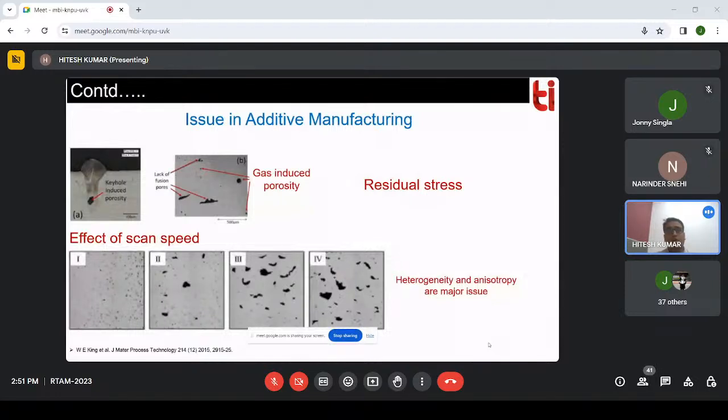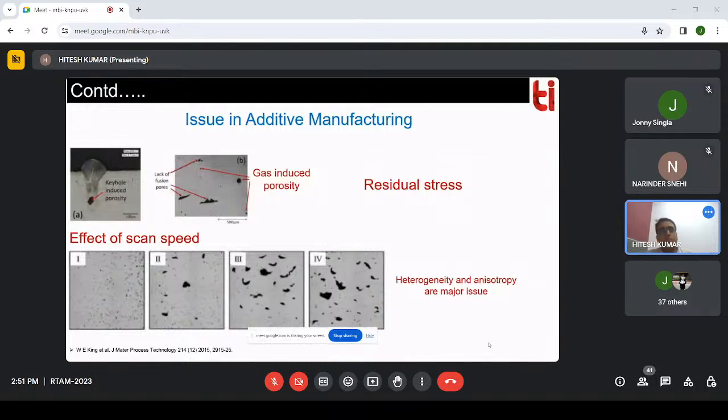which can be formed due to mechanical deformation or thermal effects. Both can play an important role in the formation of residual stresses. So how do residual stresses harm the material? Residual stresses basically already induce strain in your material, so you already have that strain.